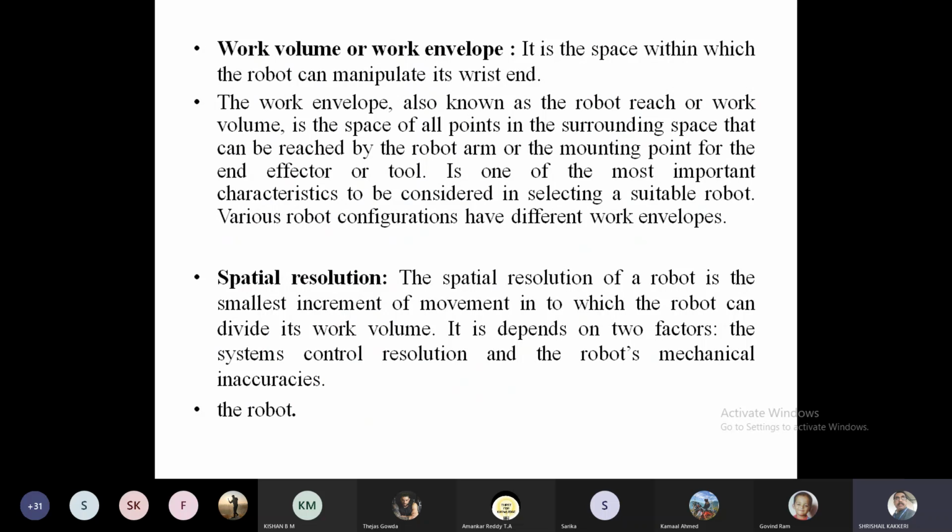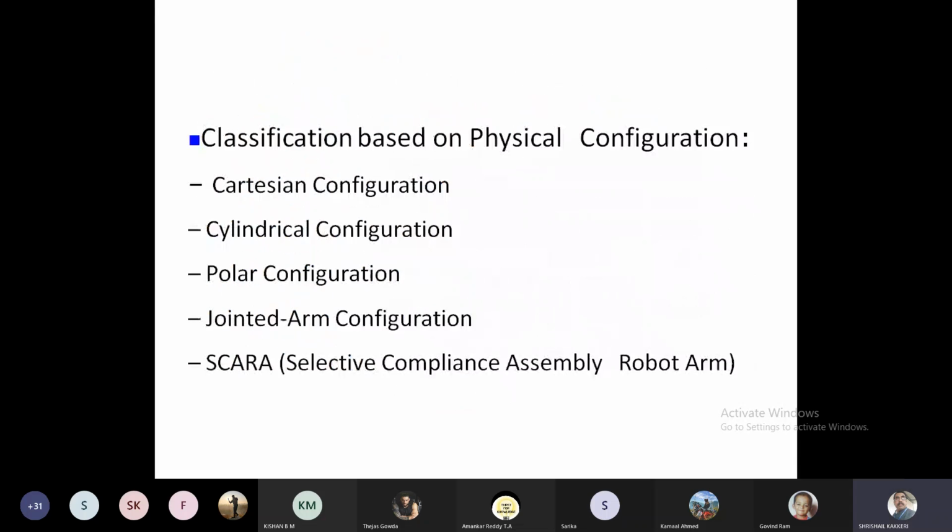So there are certain important things that will be deciding the accuracy and the output of the robot. Those are called the work envelope or work volume, the resolution of the work volume, repeatability, and the accuracy. These are the four important terms we will be defining. Now here, I am not going to take all of these in the beginning. I will be taking only the work volumes of the robot.